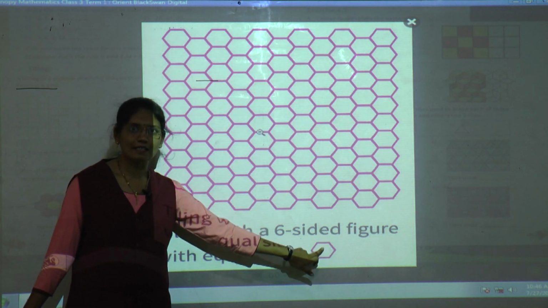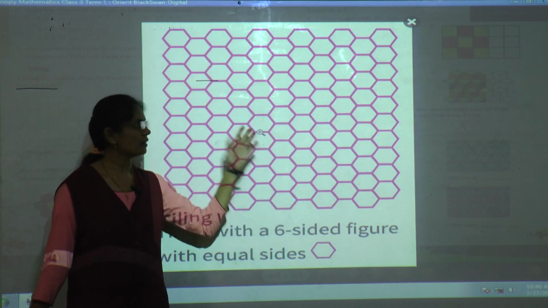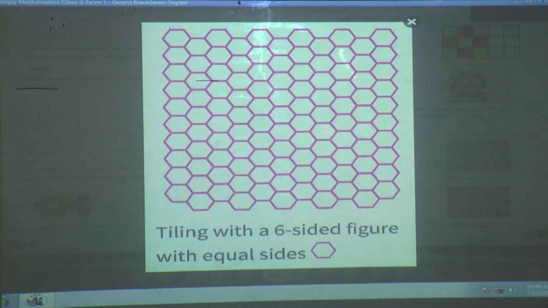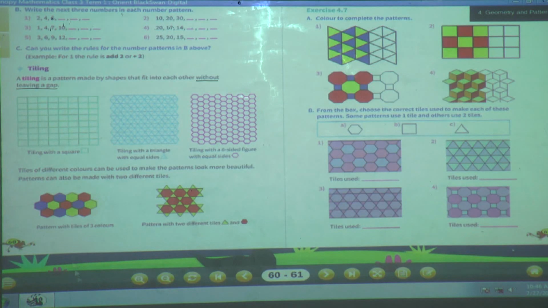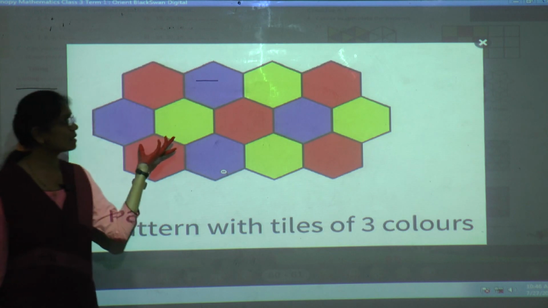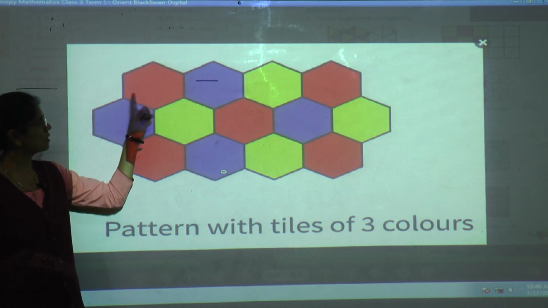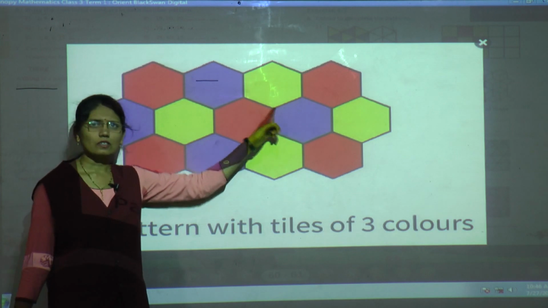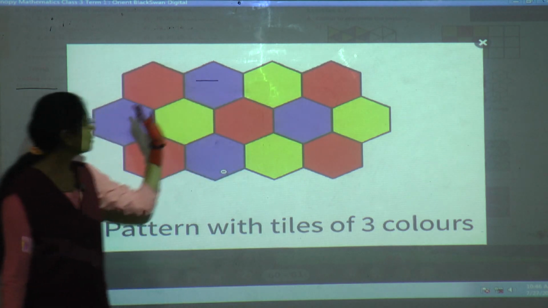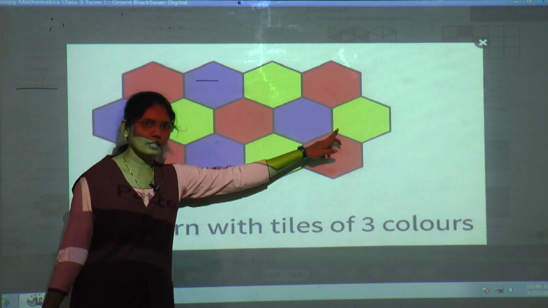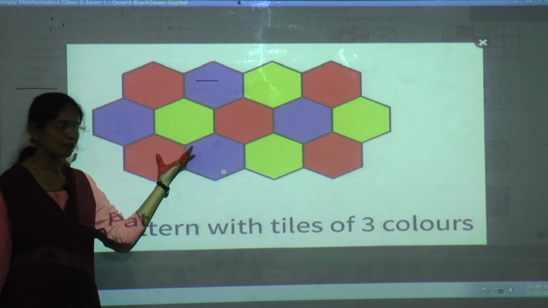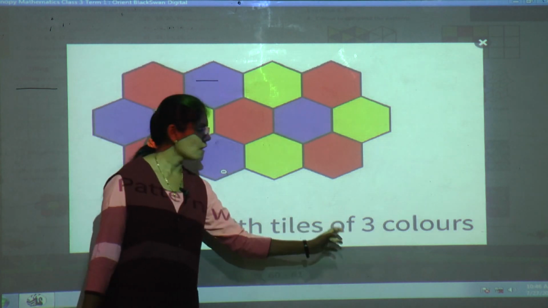If like this hexagon, if we will fit together without leaving a gap, then we will get a tiling of this. Then here one more figure is there. This is also a pattern. Why it is a pattern? If we will see the colors, the colors are arranged in a specific manner. Red, blue, yellow. Again red, blue, yellow. Red, blue, yellow. Means here the pattern is by changing the colors. This is a pattern, but pattern with tiles of three colors.